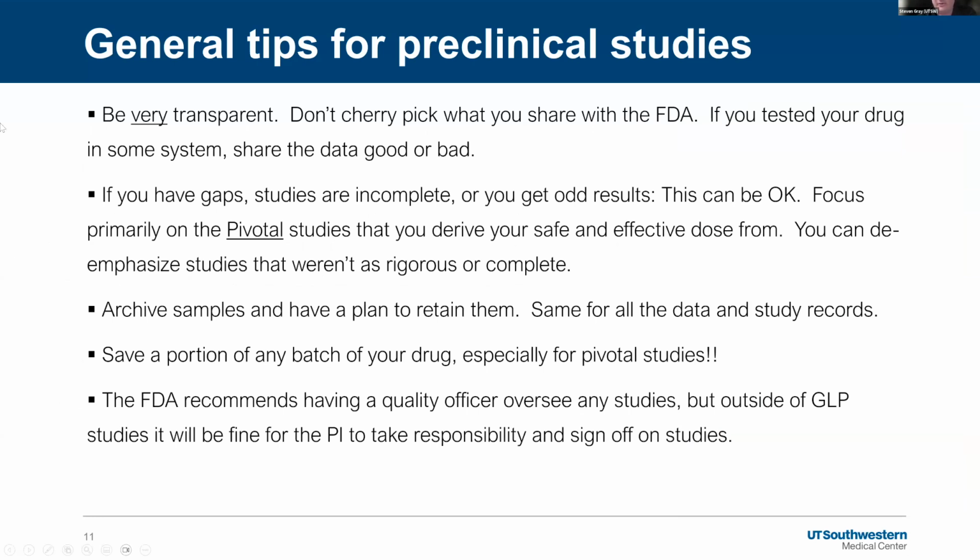If you have gaps, studies that aren't complete, or you get odd results, this can be okay. A lot of times I might have 6 preclinical study reports that go into the IND, but I'll say, look, these are the 2 that are really pivotal. One is determining our efficacious dose. One of them is determining our safe dose. Those are really the pivotal studies. Those ones have to be really thorough, hammered out and complete. You could have other studies that are contributing additional information.